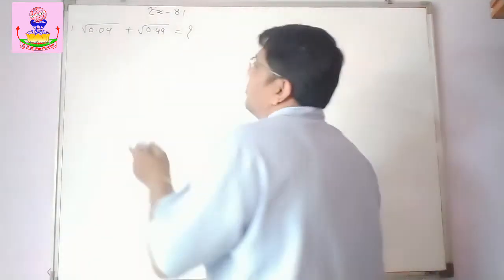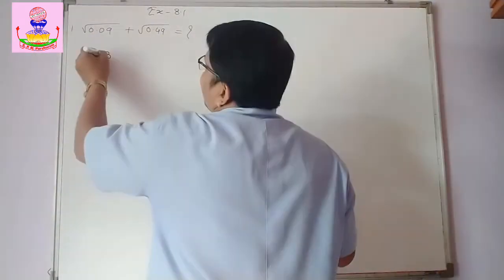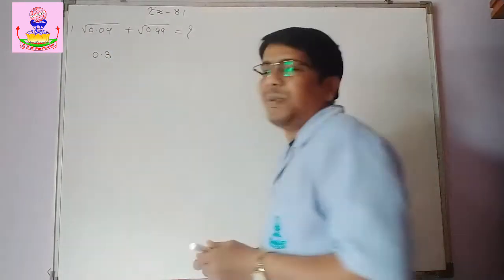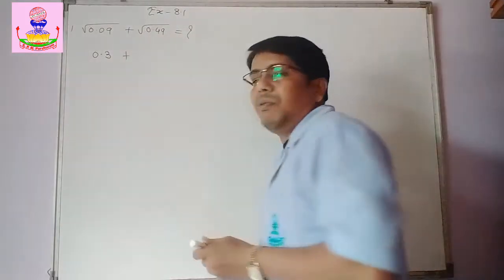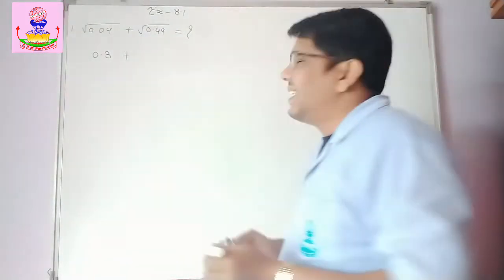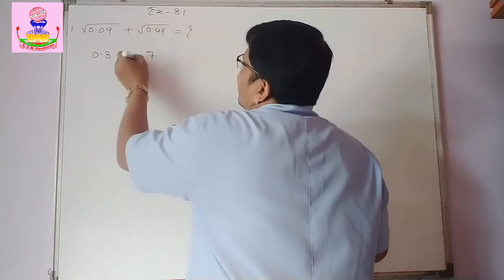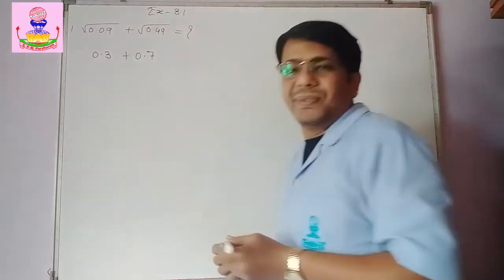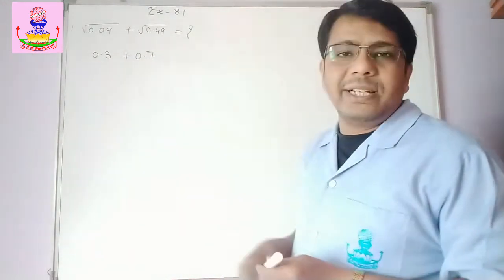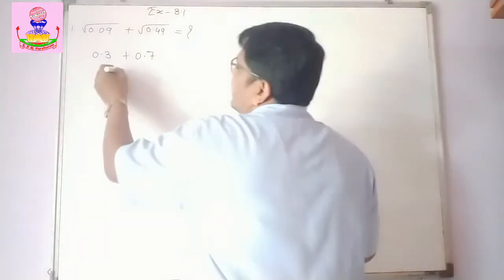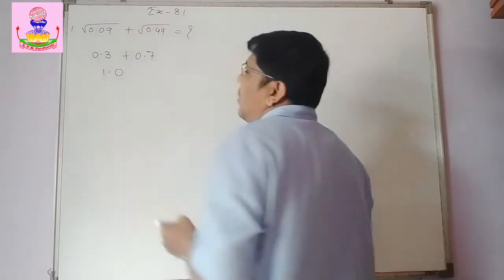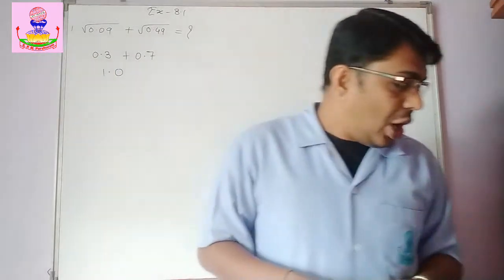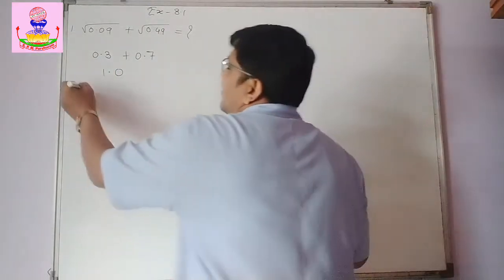Now I know the square root of 9. It is 3. So 0.3 plus here square root of 49, it is 7, so 0.7. So 0.3 plus 0.7. So 7 plus 3, 10. 1 carry on. So 1 plus 0 is 1. So 1.0. So option number 1.